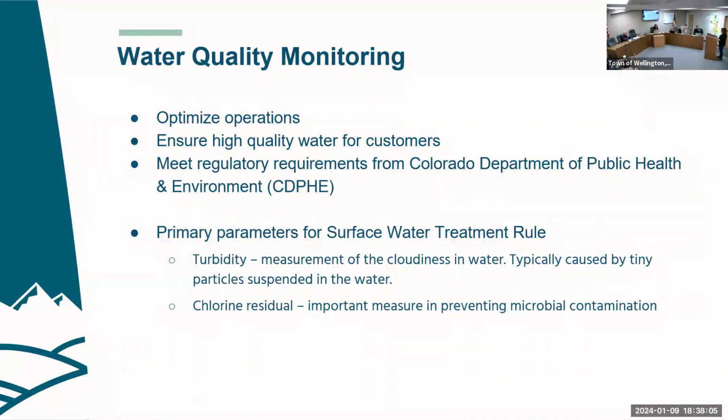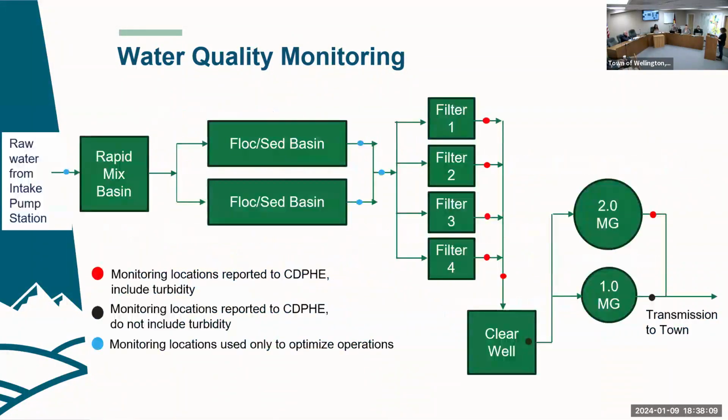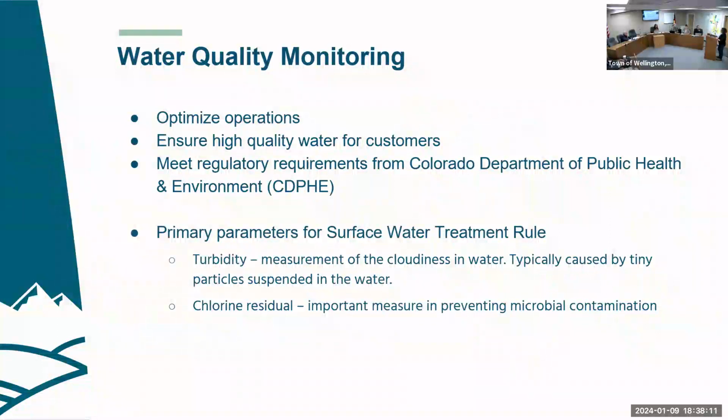And then the primary parameters that we're looking at during most of that water quality monitoring is related to turbidity. Turbidity is a measure of cloudiness in the water. That cloudiness is typically caused by tiny suspended particles that are in the water. That's measured by shining light through that water column, and the reflection from those particles is how you determine how many there are in the water.